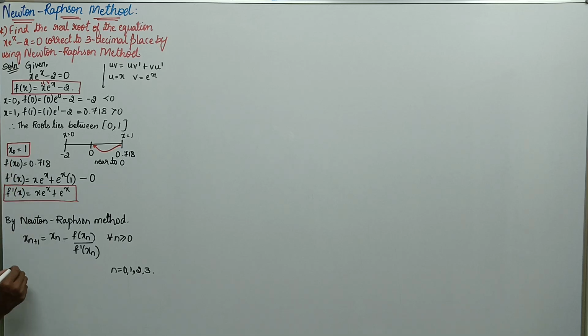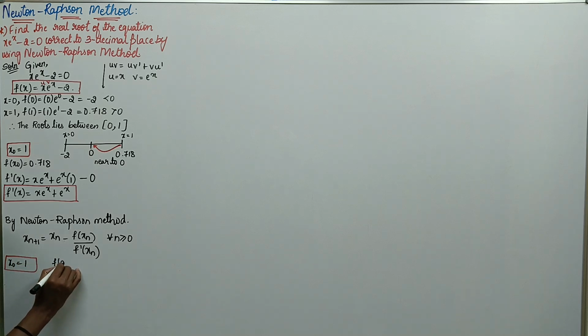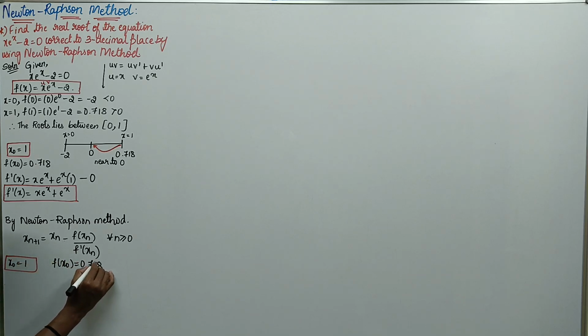I am going to represent here. I have x naught. What is our x naught? It is 1. Got the point? And what is my f of x naught value? F of x naught is equal to 0.718. Done. This is our f of x naught value.